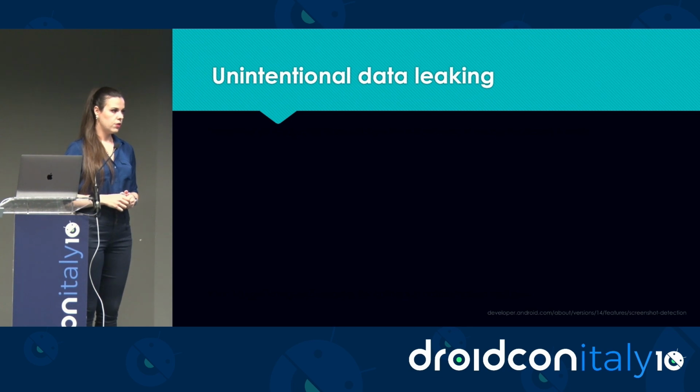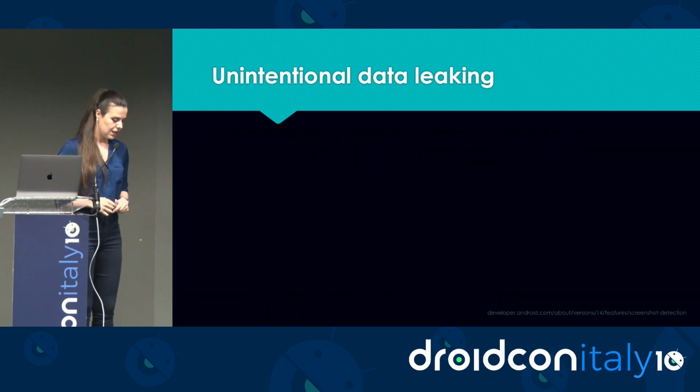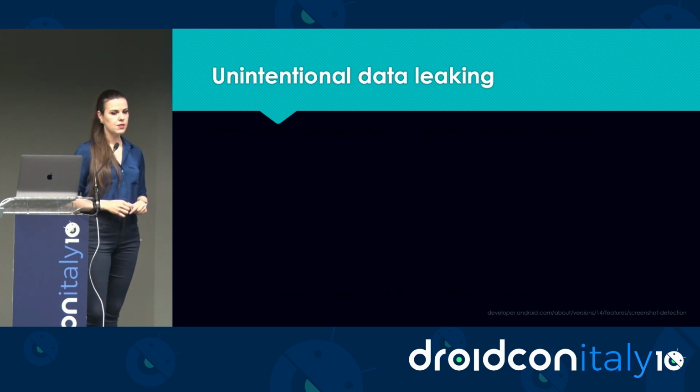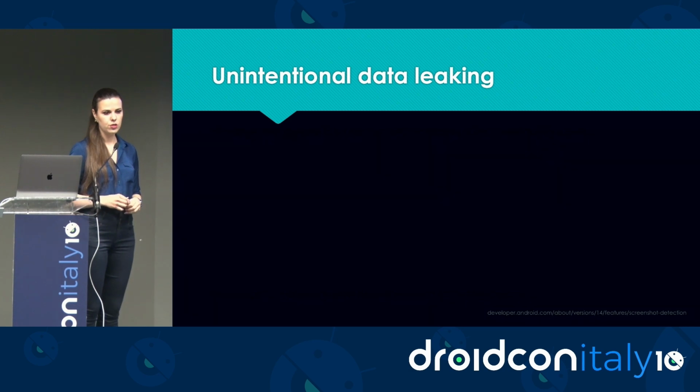The other particular security vulnerability that I would like to mention today is unintentional data leaking. Now, this can happen in many ways, but there is a specific use case that I would like to mention today, which is screenshots. Now, how can this happen with screenshots? Let's say you have a banking app, right? Or whatever kind of app. You have a screen where you show some PII for the user, which is personally identifiable information.